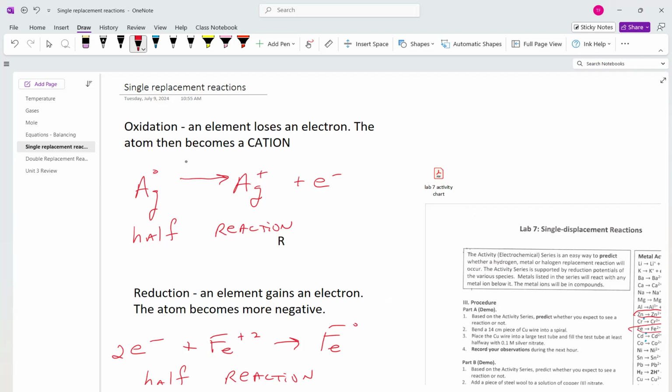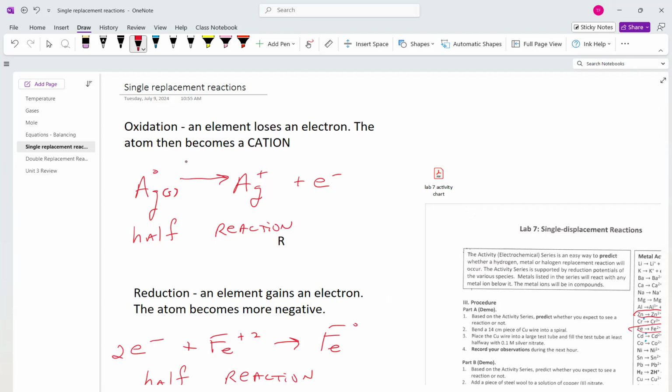Sometimes they'll put an S there, which also means solid metal. Okay, notice on the left, the charge is 0. So the charge on the right also has to be 0. So we have 1 electron leaving silver. That means that's a charge of -1. So the charge on the silver is +1.